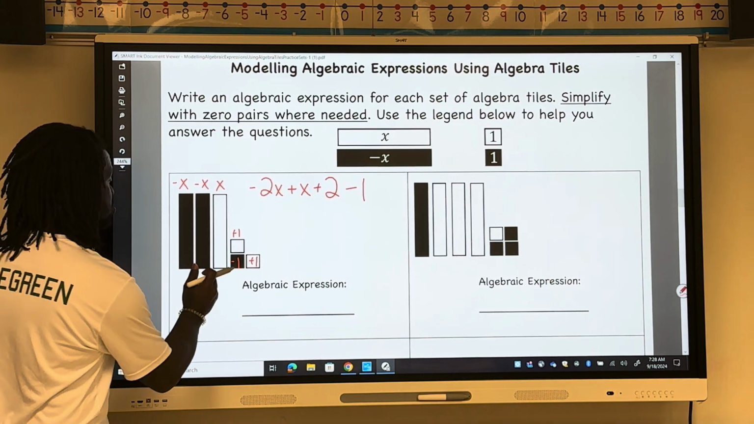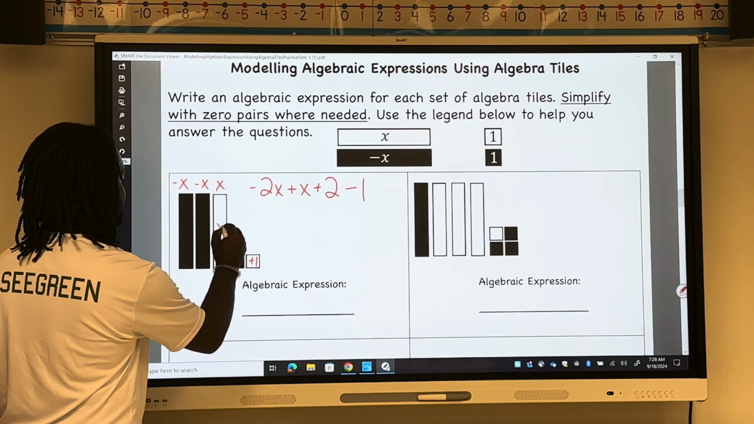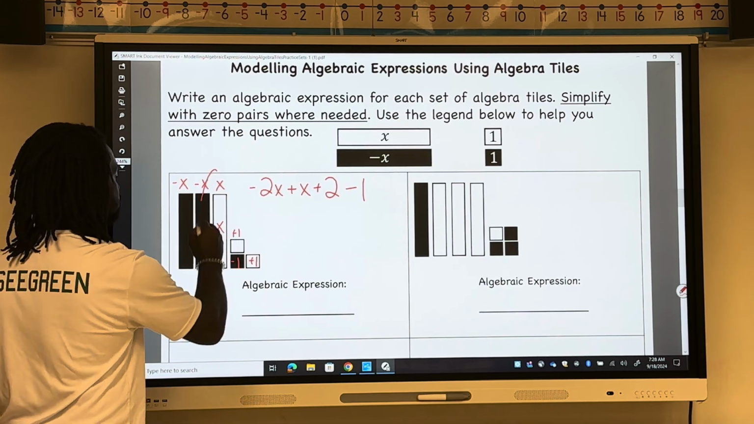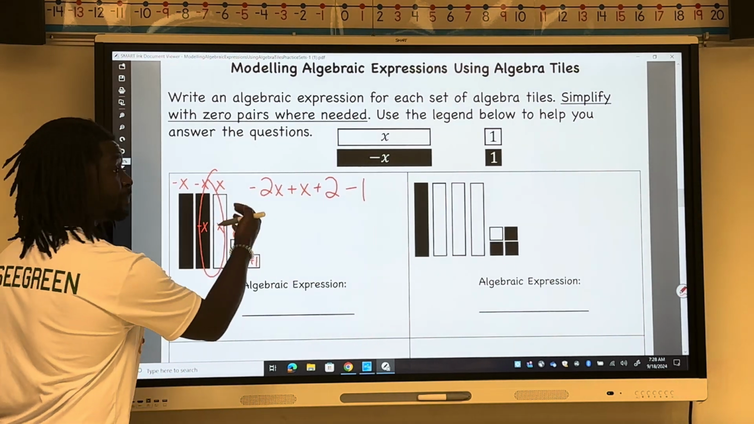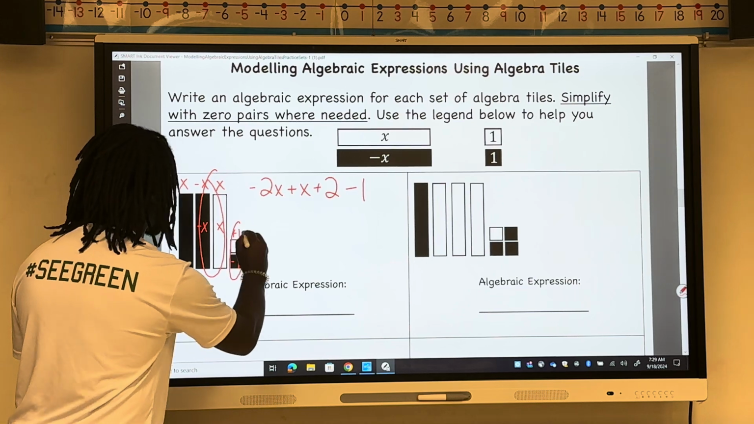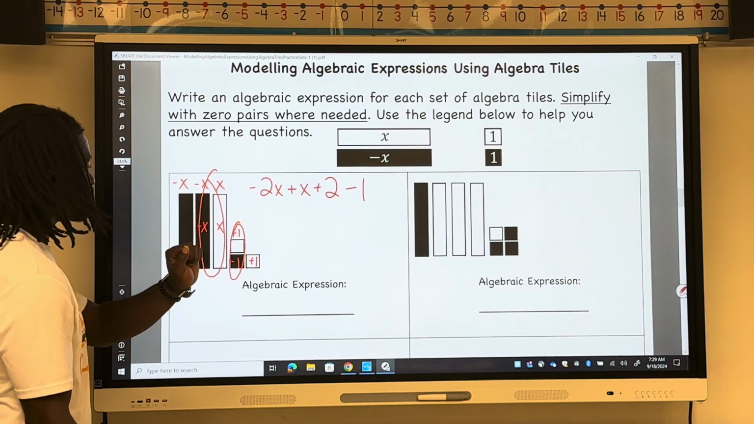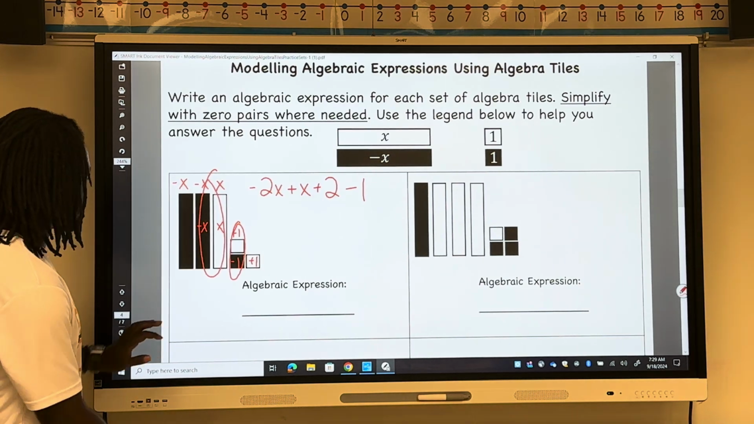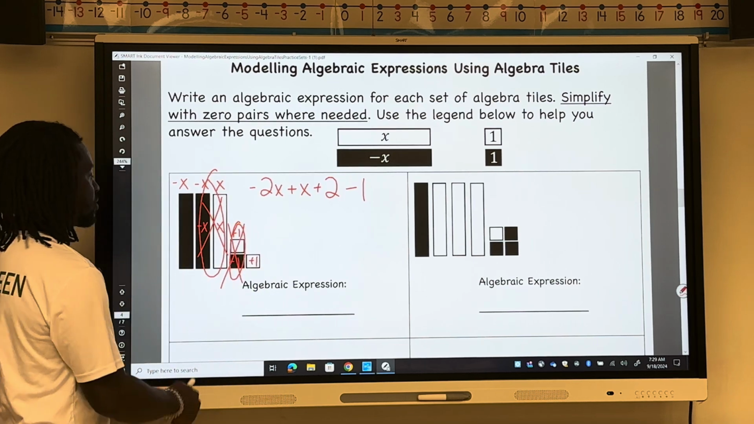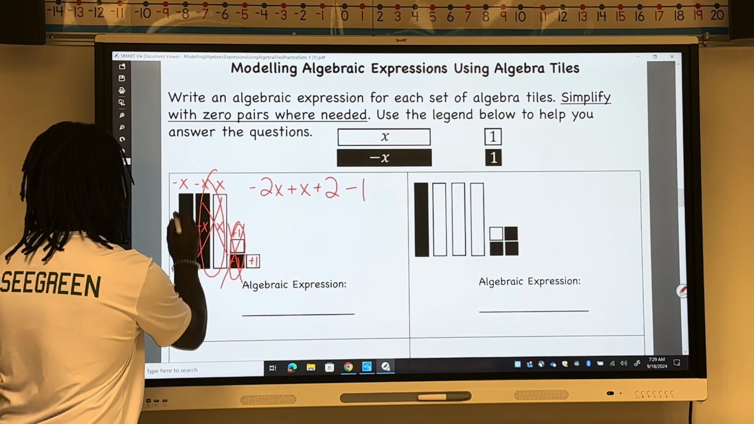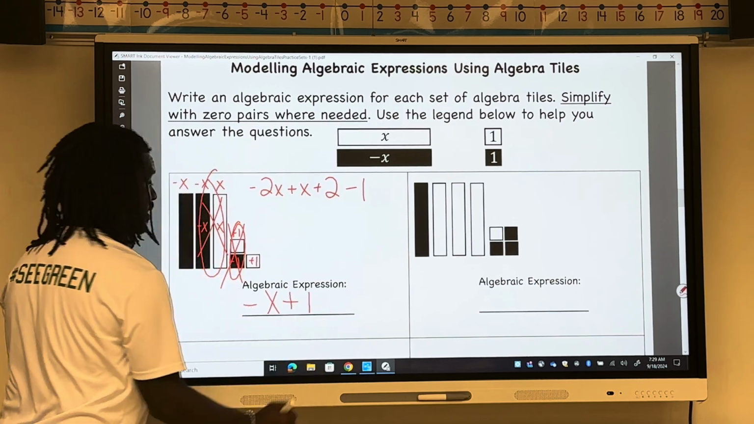Or what I could do is, because this is a positive, this is a positive and this is a negative, these two are going to cancel each other out. So that's a zero pair. And then because this is a positive 1 and this is a negative 1, I can combine those two and they're going to cancel each other out and give me 0. So all I am left with, again, these two are out, these two are now out. So now I'm left with negative x, and then positive 1, okay?